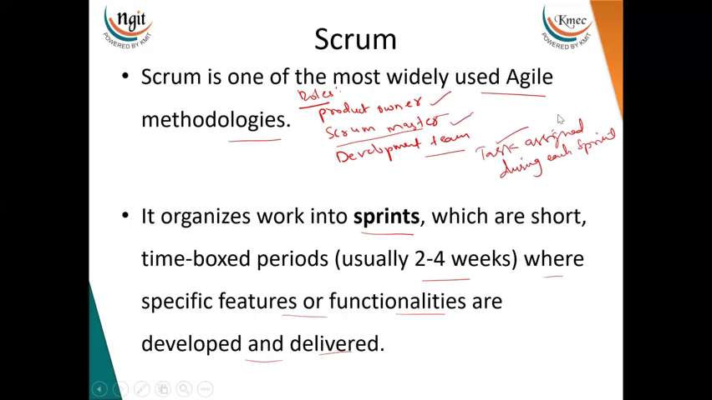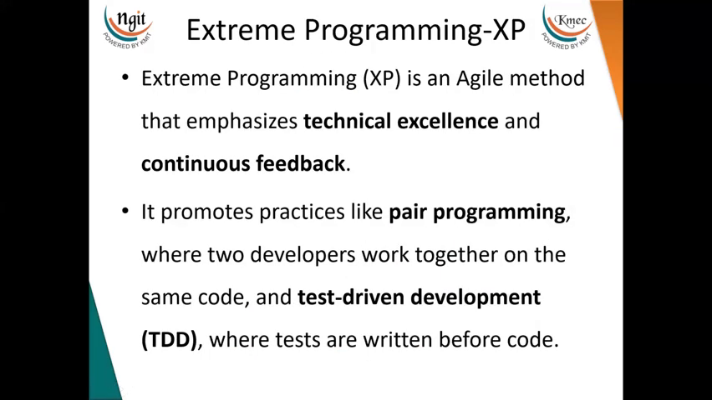Okay, now let us look at the next model, that is extreme programming. So this is also an agile method that emphasizes technical excellence and continuous feedback. It promotes practices like pair programming, where two developers work together on the same code, and test-driven development, that is TDD, where tests are written before the code, right?